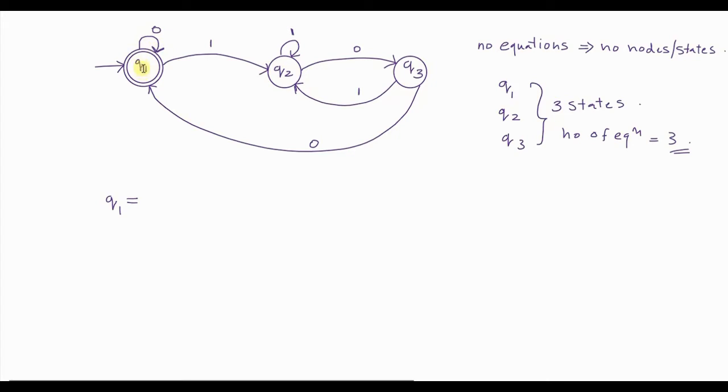Second, from Q3 on reading 0 you also go to Q1. So there are two inlinks. The links that are coming towards Q1, there are two. One is through Q1 itself, and the second one is through Q3, right?